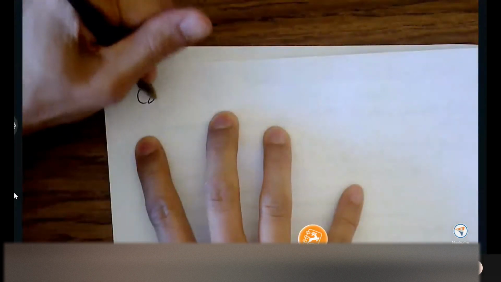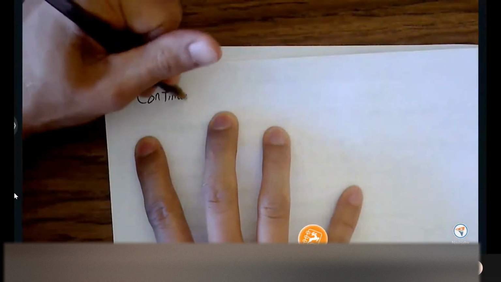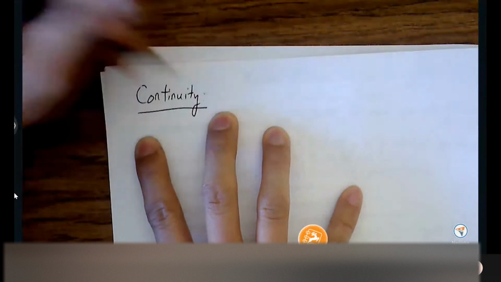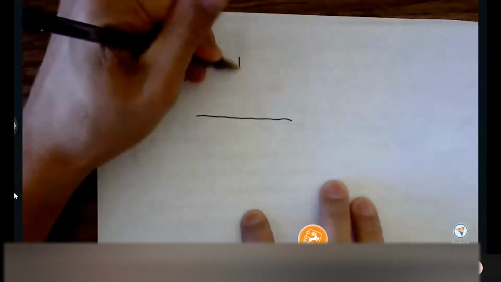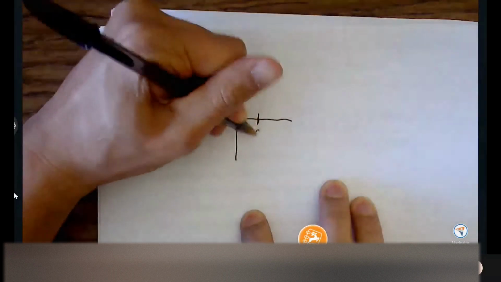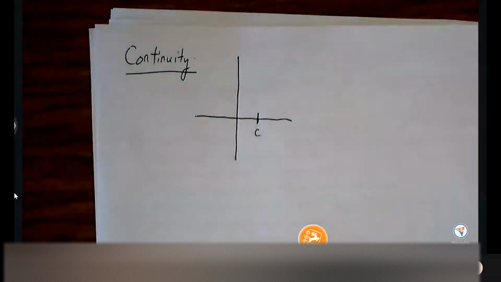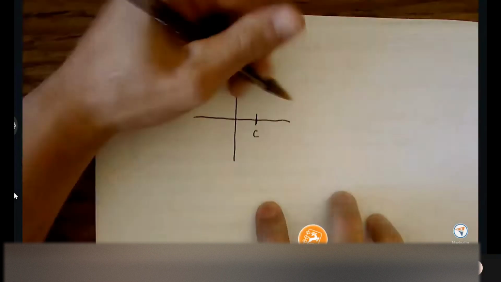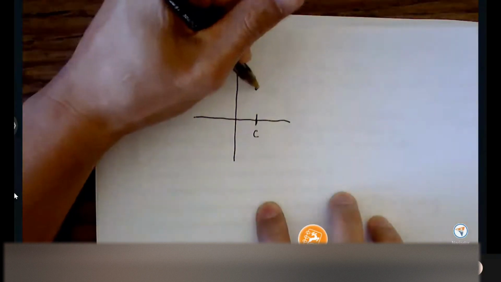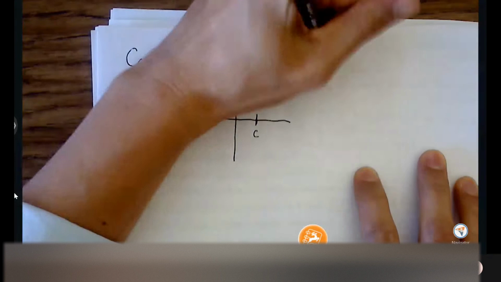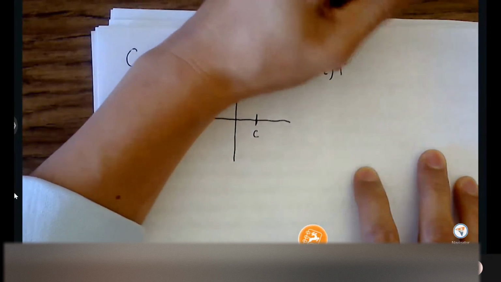All right, so continuity. Let's say we had a graph. And the first thing we do with the graph, if we want to determine continuity, is we have to first determine, does the point exist? So that's the first condition of continuity, looking for where that point exists.